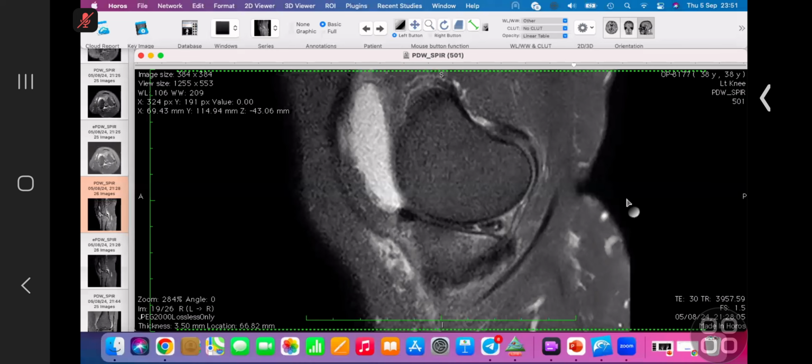PD fat set. I think this is PDFS only, the image which you are seeing. There is not a PD fat set here. Okay, yes, this is PDFS.